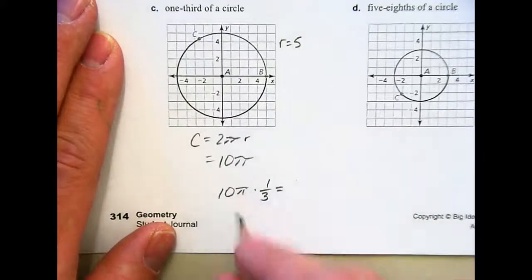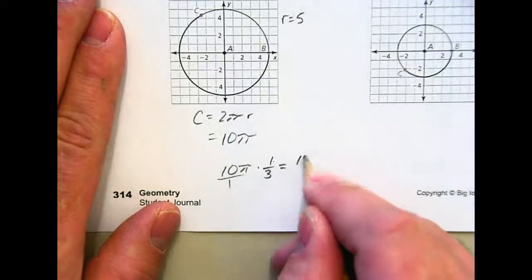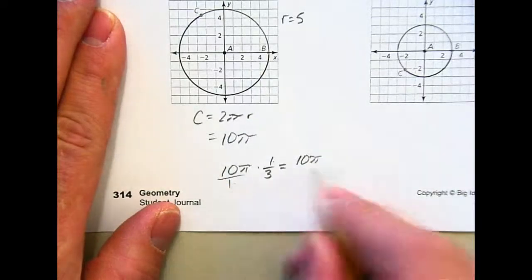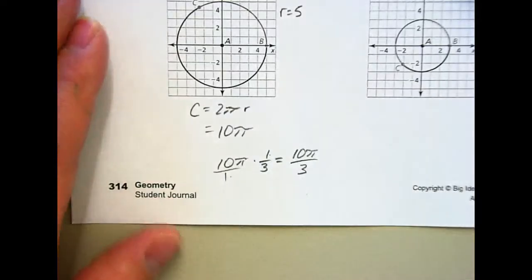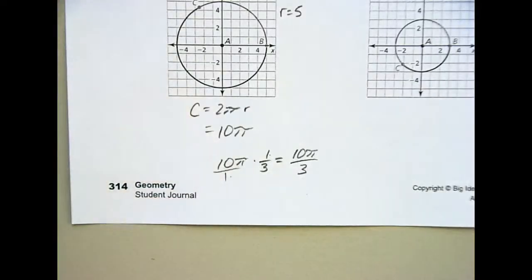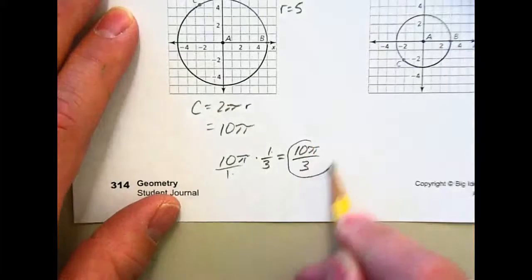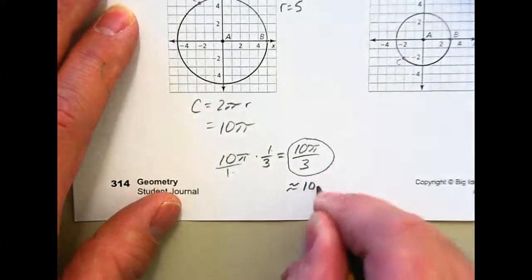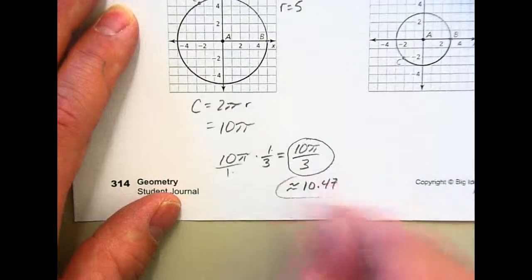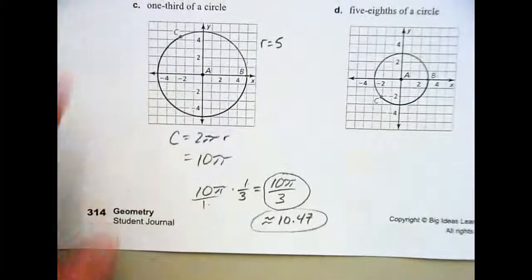10/3 pi. Good. It's like having a fraction there. 10 pi times 1 is 10 pi. 1 times 3 is 3. So 10 pi over 3. And that's how we write that. We usually don't go 3 and 1/3 pi. We'll go in improper fraction. 10 pi over 3, which is approximately 10.47.